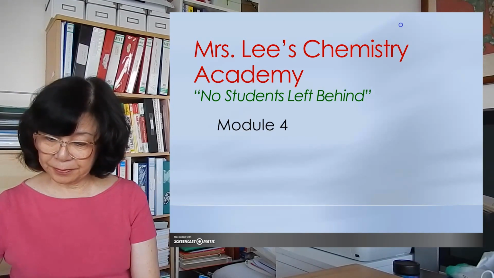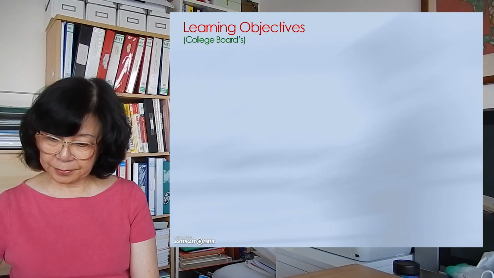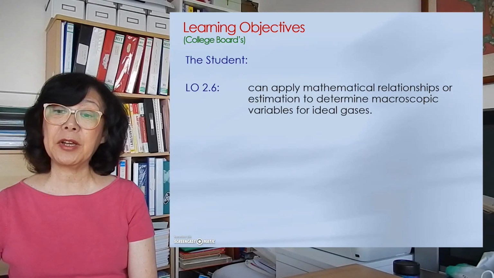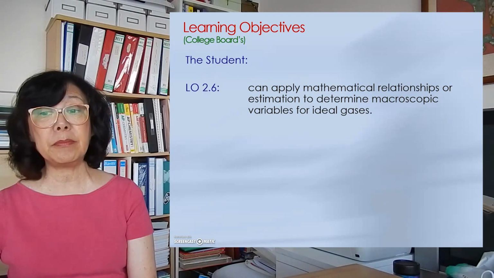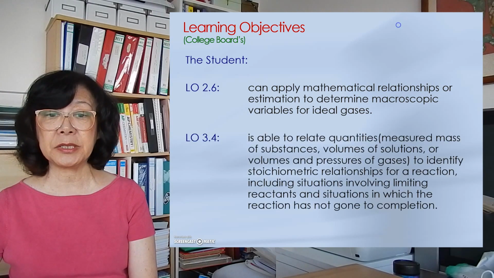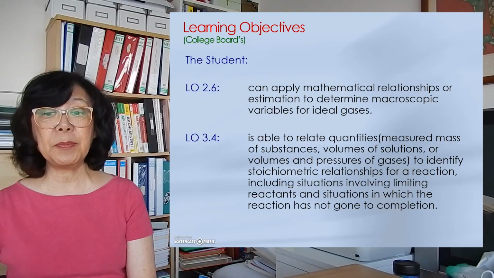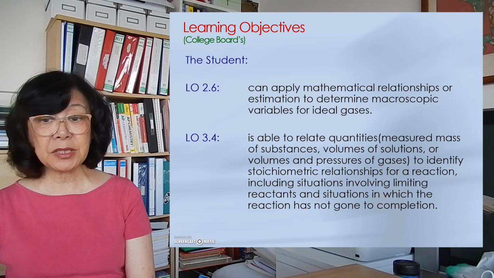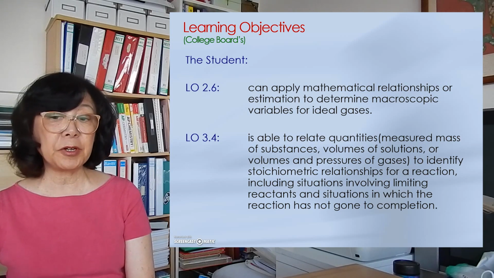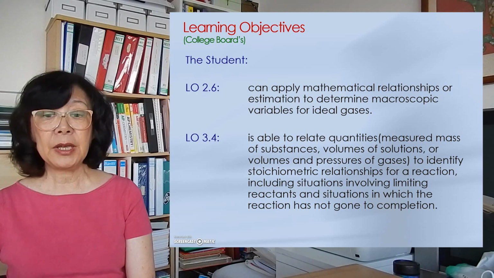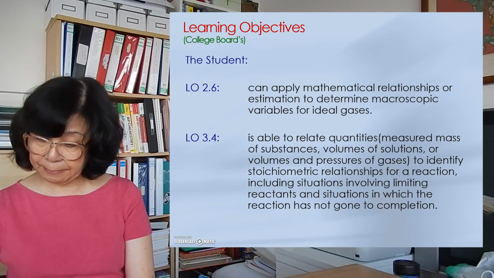Today we're going to talk about part 3 of gas laws on gas density, molar mass, and Dalton's law. Tying to the learning objectives from College Board, the student can apply mathematical relationships or estimation to determine macroscopic variables for ideal gases. The student is able to relate quantities, either measured mass of substances, volume of solutions, or volume and pressure of gases, to identify stoichiometric relationship for a reaction, including situations involving limiting reactant.